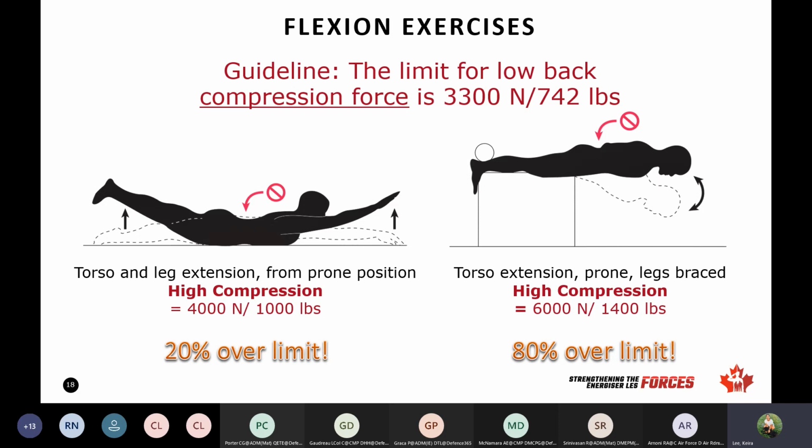So we can see the one on the left here. It has not only high shear forces, but compression forces as well. And then the one on the right has even more compression force. Usually it's trunk flexion motions that bring most of those compression forces to the spine, but this is showing that back extension motions can also bring really high compression forces to the spine structures.